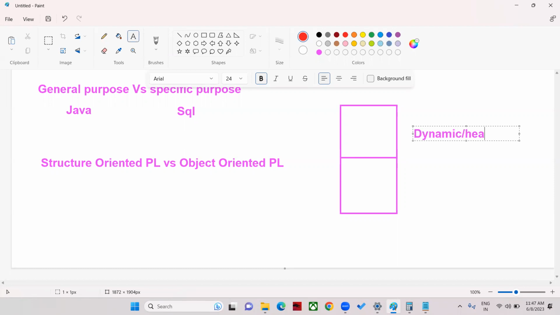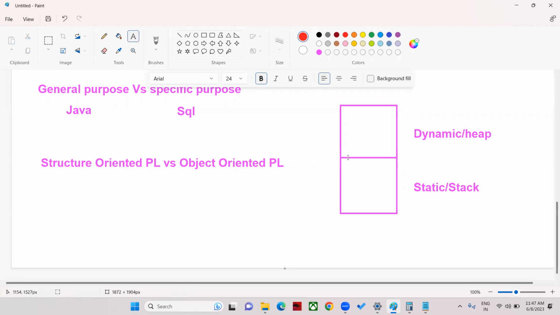Dynamic or heap memory. Static or dynamic. So the RAM is further divided into two types. First one is static memory. Second one is dynamic memory. See, the structured programming language basically uses the static memory. Object-oriented language uses dynamic memory.